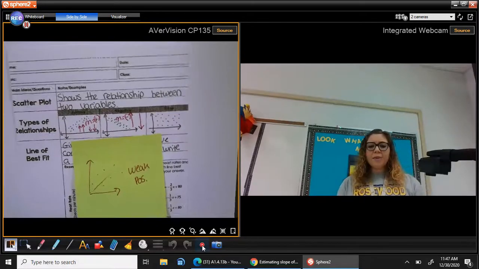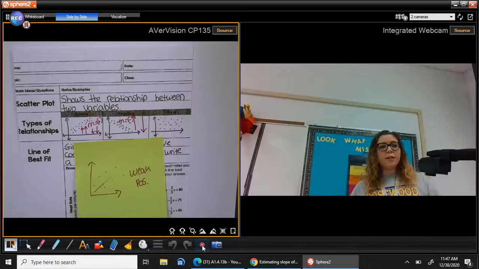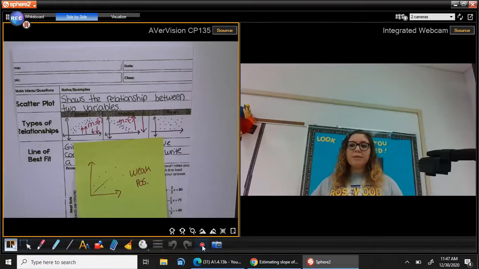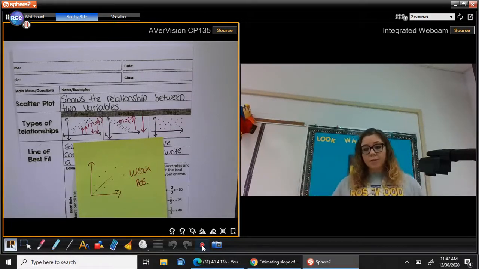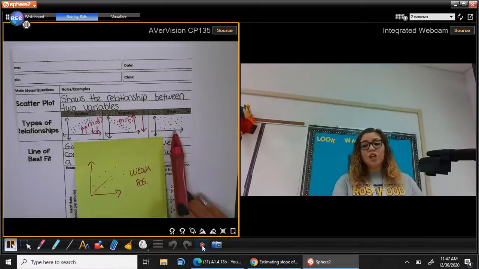And a lot of businesses use data. They use scatter plots and trend lines and all this stuff to see if there's some kind of relationship in the sales. So you will probably use this in the future. The third one is no relationship.